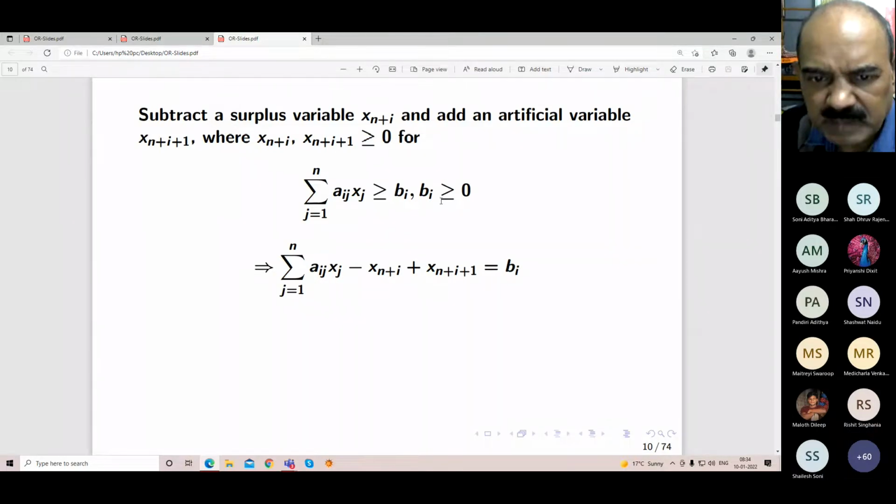Already this is given, bi is non-negative. So minus of xn plus i equals bi. As a result, xn plus i is becoming negative, which is not permitted. So this surplus variable cannot be a basic variable. This is the reason, because there is a negative sign and the right hand side is positive. If all are 0, then it becomes negative. All the variables have to be in general non-negative, but it is becoming negative, so it is not permitted. Surplus variable cannot be a basic variable. Okay, that's all.